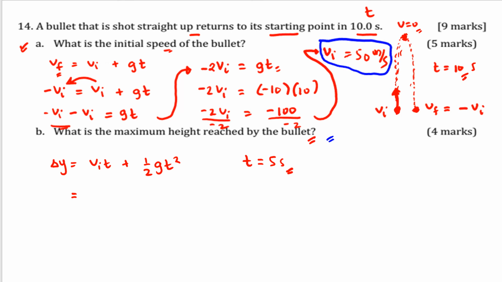So the maximum height, which is delta y, our initial velocity is what we solved for in part A, and that is 50, multiplied by time, which is 5 seconds, plus 1/2.